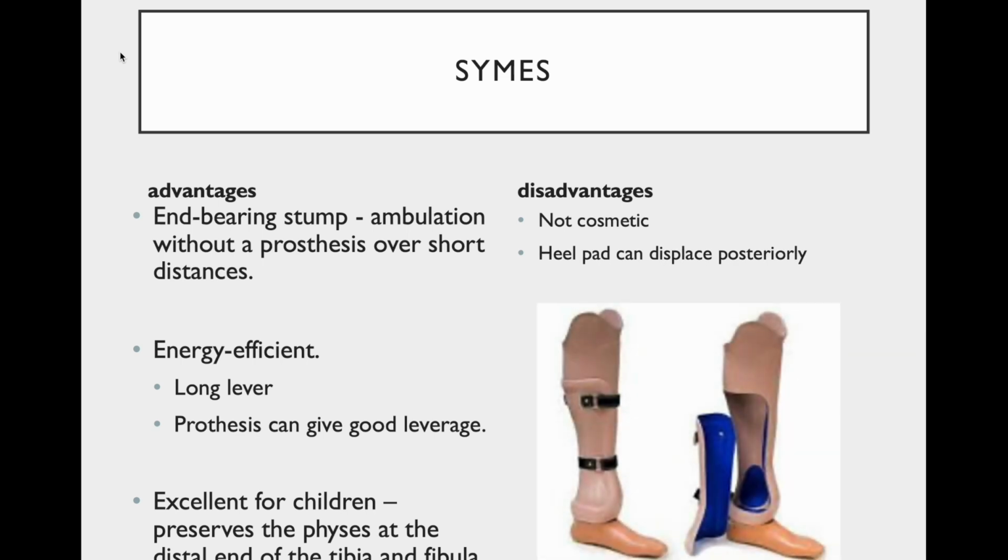And this is what the prosthesis looks like. So it's very bulbous at the distal end around the ankle because it has to accommodate the distal tibia. There is a window that is cut out in the side of the prosthesis so that the stump can be put into the prosthesis, and the window subsequently closed over. The prosthesis is suspended on the malleoli. The other disadvantage of the SIMS is that the heel pad can also displace, usually posteriorly, over time.